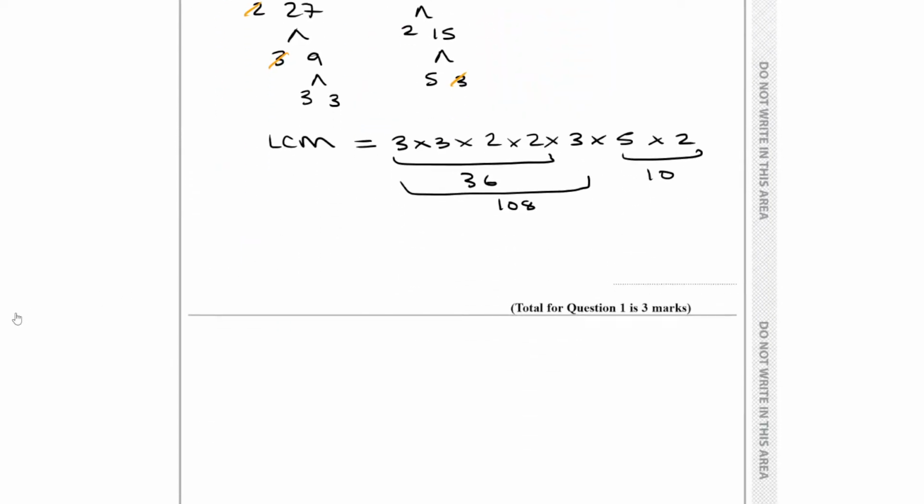So you can multiply that in whichever order makes sense for you, as long as you get 1080 at the end, then that's fine. 3 marks there.